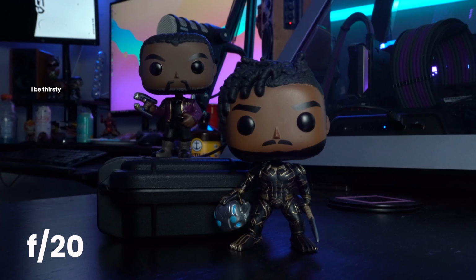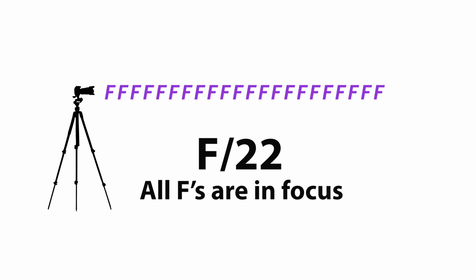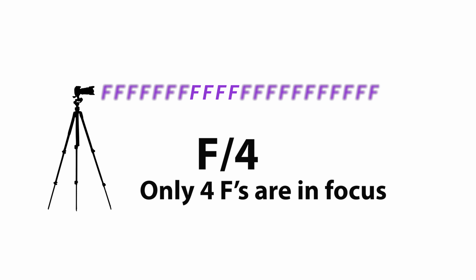So think of f-stop like this. If your lens can go up to 22 stops, which is about the standard, that's 22 Fs, and I'll show you in this diagram. So imagine that in front of your lens, there are 22 Fs that you can see in a row. And if I put the camera on f4, out of those 22 Fs, I can only put 4 of them in focus.